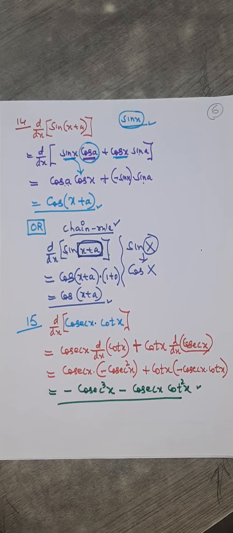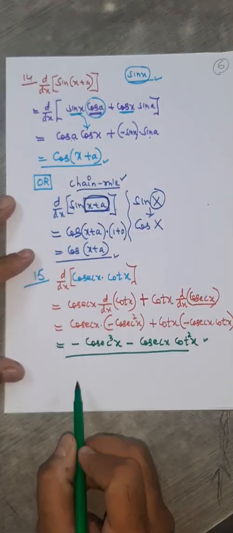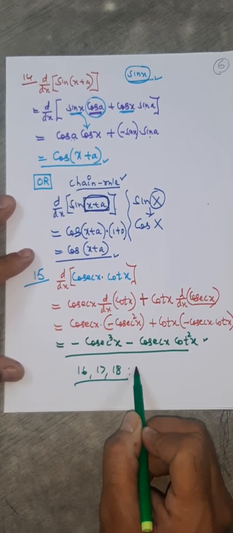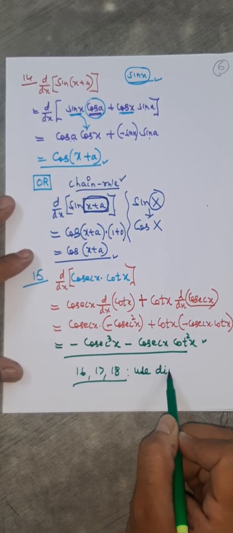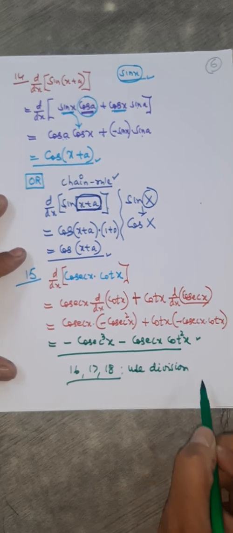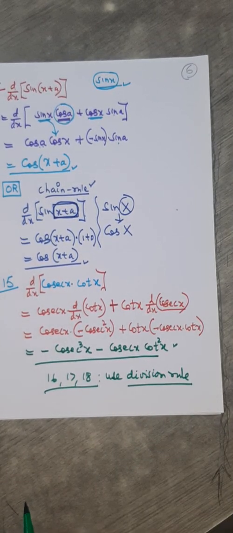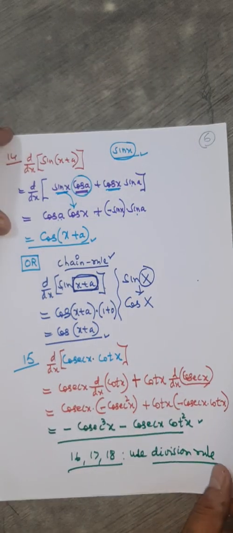Now 16, 17, 18 are all about division rules, so I'll not do those. These three questions use the division rule. We did it a number of times, so I'm sure you can do this. Use the division rule for the next three questions. Question number 19, I'll do it for you.